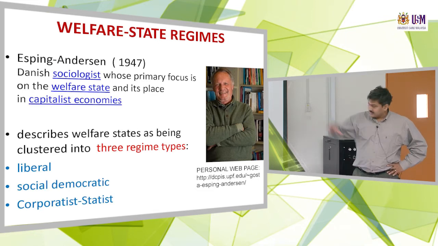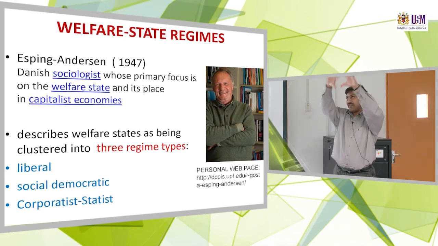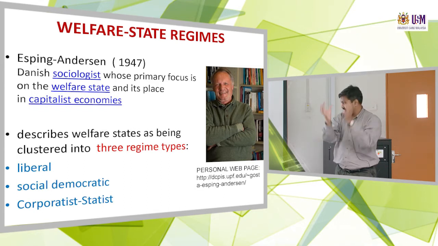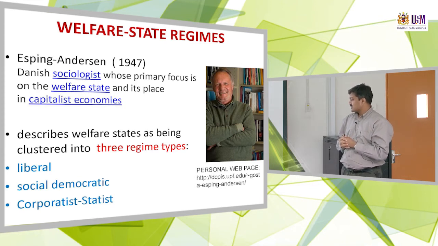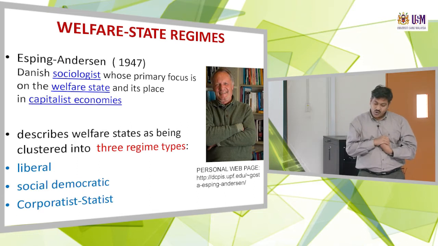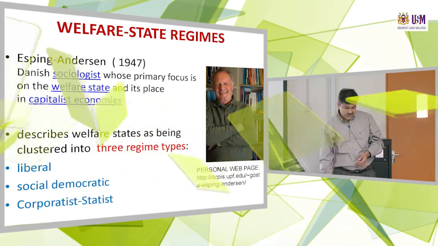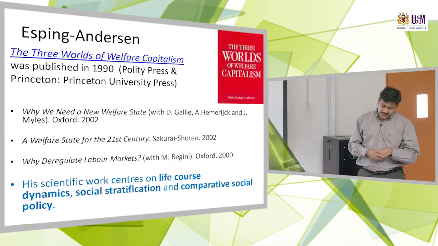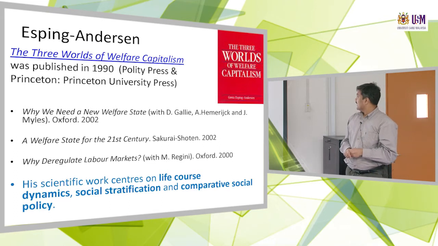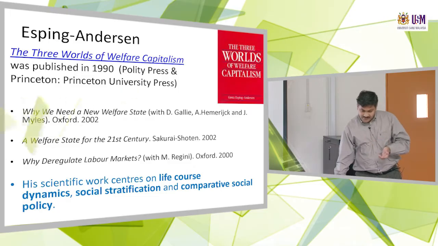He classified the whole thing into three types: liberal regimes, social democratic regimes, and corporatist statist or conservative regimes. He's not talking about social policy, but the welfare states that fall into each regime. When we say regime, we mean a set of principles and ideas coming together. Basically, he put all these welfare states into three boxes. That's his contribution, in the 1990 book The Three Worlds of Welfare Capitalism, a classic. There's a lot of criticism of it, but the book is still referred to when you start this work. His scientific work centers on life course dynamics, social stratification, and comparative social policy. You can see his personal website.